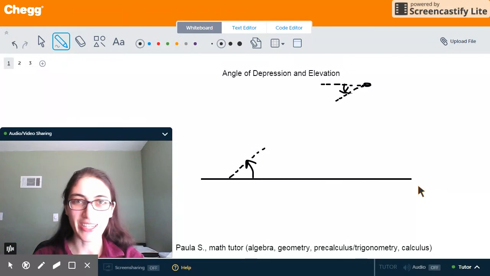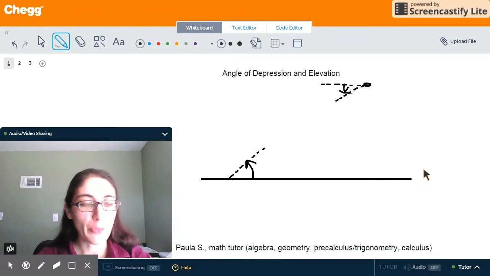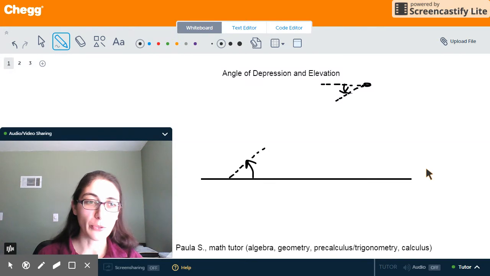I'm going to be talking to you today about angle of depression and angle of elevation. These terms usually come up when you're starting to do trigonometry and you're learning some word problems with that. That'll be when you hear these terms, angle of depression, angle of elevation. Students often confuse where to define them.